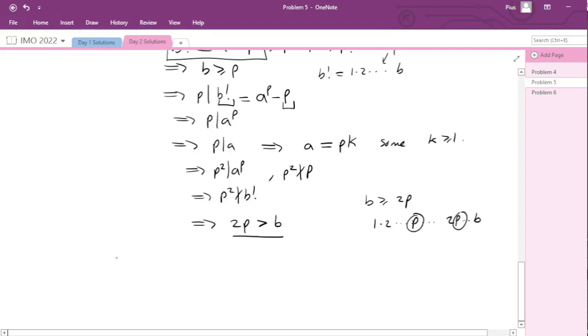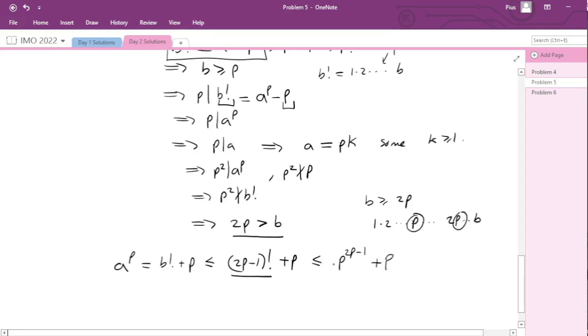Okay, so what we're going to do now is we see that a raised power p is b factorial plus p. So this is less than or equal to this factorial, because b is less than 2p and it's an integer. So we have this. And if you recall, we've estimated this as well, which is less than or equal to p using the AM-GM. So this is what we had.